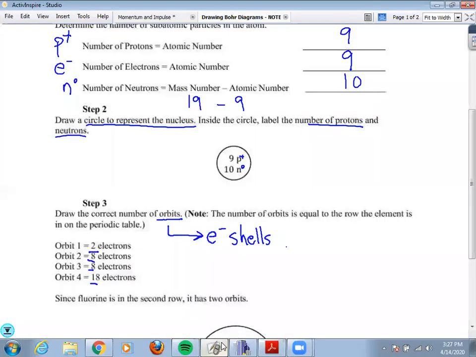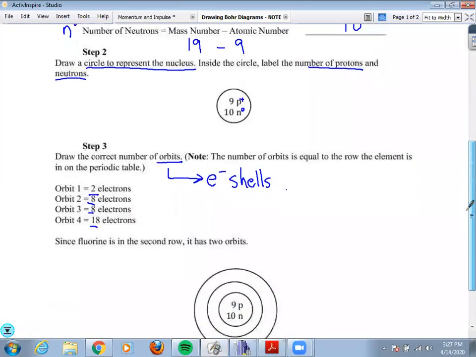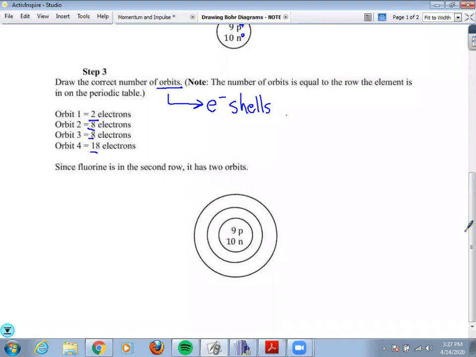So we'll go back to our example, and we'll realize here what we do is we draw the number of shells. So remember, fluorine is in the second period, so period 2. So therefore, it has 2 orbits. 1, 2. All right, so we draw them surrounding the nucleus. And the next thing we do is we fill in the electrons with dots.